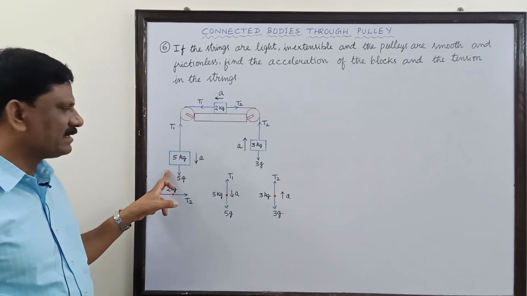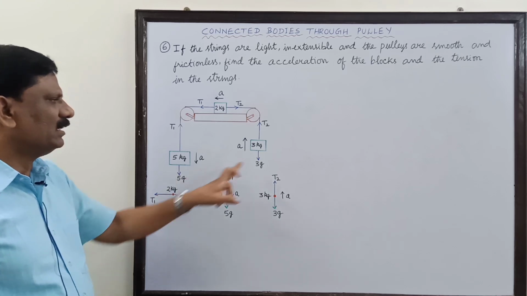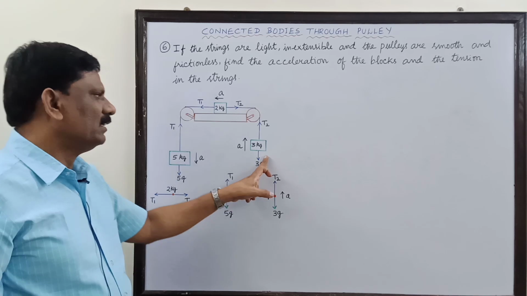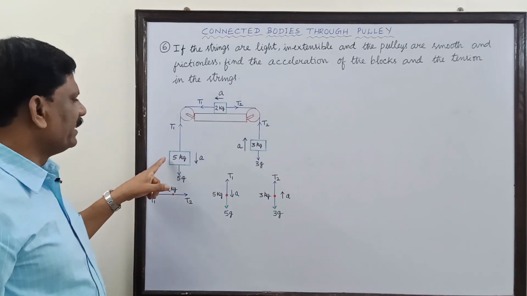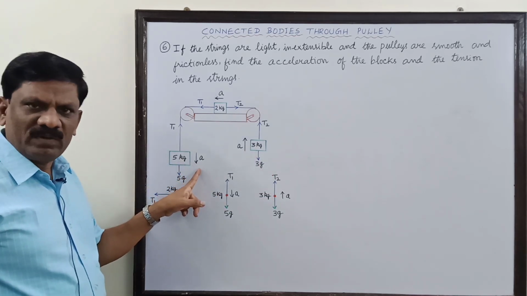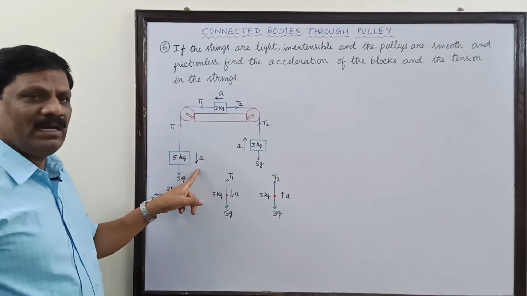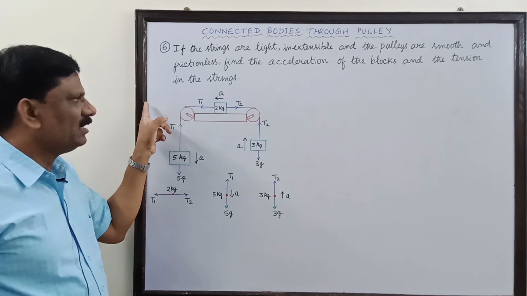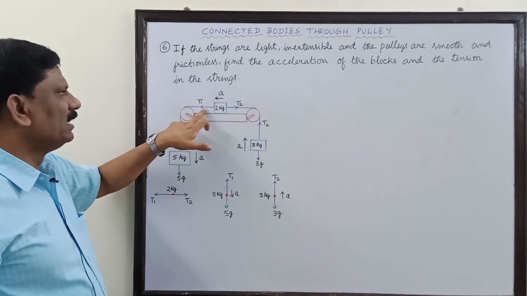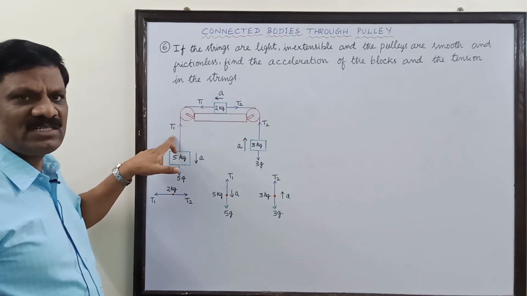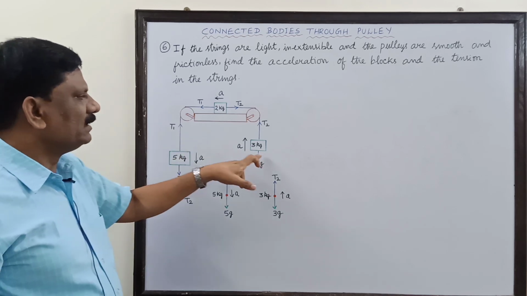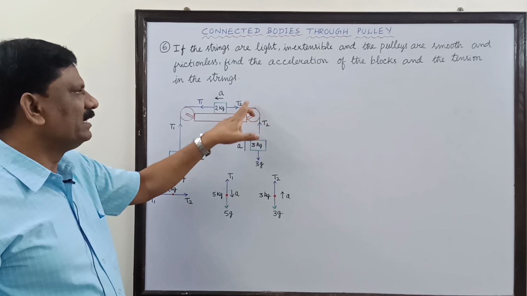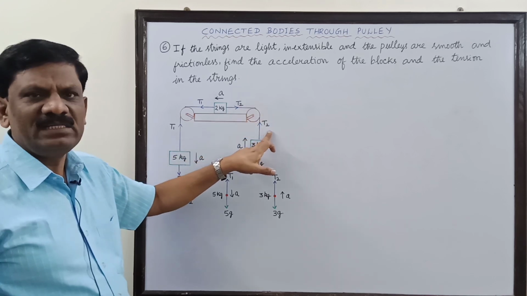The left side block is having a greater mass of 5 kg. The right side is having 3 kg, which is less than 5. Therefore, the 5 kg block will be accelerating in the downward direction while it is pulling the 2 kg towards the left. So, there is a tension T1 in the left part of the string, and the 3 kg mass is accelerated in the upward direction, and there is a tension T2 on the right side part of the string.